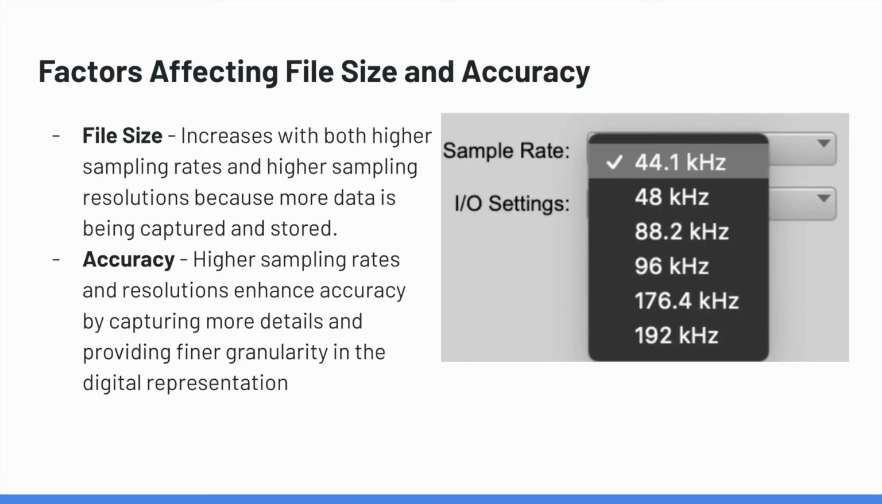Now, similar to images, there are some factors that can affect file size and accuracy. The higher the sampling rate, so the more samples we're taking per second, and the more bits we're using to represent each sample, the higher our file size is going to be, simply because we have more bits for a given amount of time. However, the more times we take a sample per second, and the higher the bit depth, the more accurate our representation is going to be.